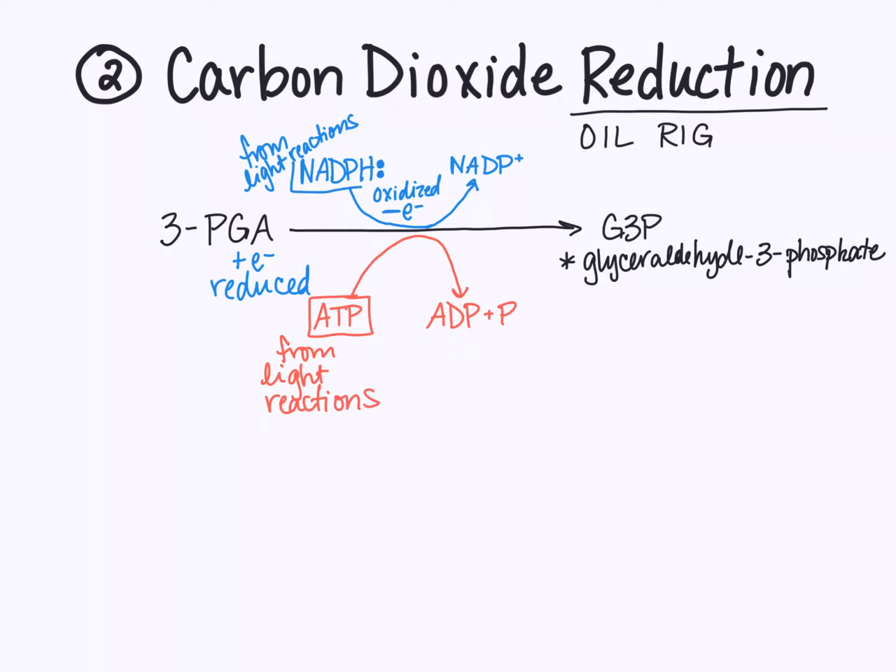And once again, remember that the ATP came from the light reactions. And the NADPH also came from the light reactions. And then just another reminder that the 3-PGA came from the first part of the Calvin cycle. This came from the carbon fixation steps.